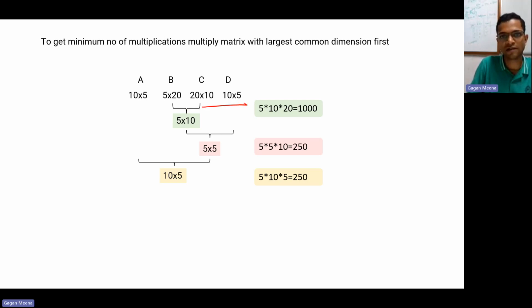Here multiplication is 5 into 10 into the common dimension. Then you have to multiply this and this. 5 into 5 into common is 10. Now multiply this to 10 into 5 into common.